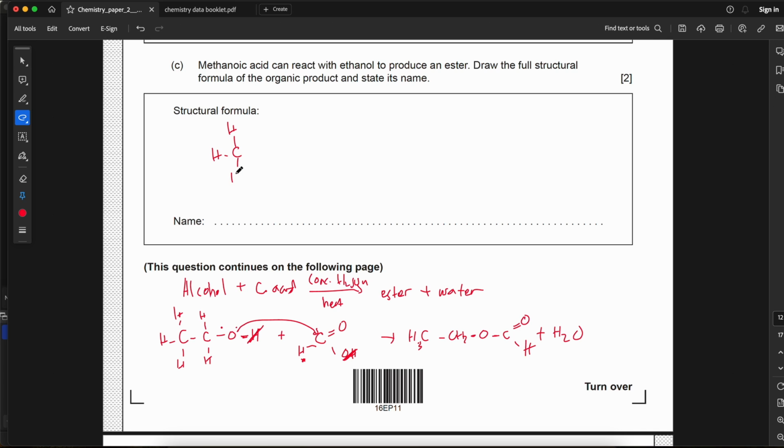CH3, CH2, and CO, C, double bond O, and H. So the name would be alkyl alkanoate. Okay, alkyl. So we have C2 here, so that would be ethyl alkanoate. So we have COH, so only one C, so that would be methanoate.